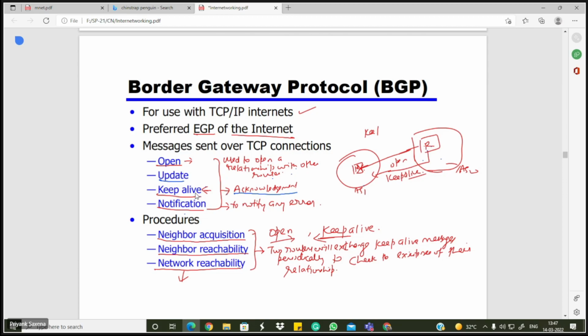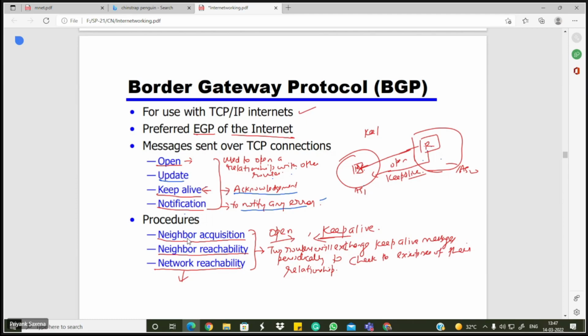Right? An update message is used when a router discovers a new path, so it sends an update message to the other router, right? And notification is to notify any error in the message. So these are the four messages which are used by BGP, and there are three procedures. Neighbor acquisition is just to open a connection with the neighbor. In this neighbor acquisition, open and keep alive messages are used.